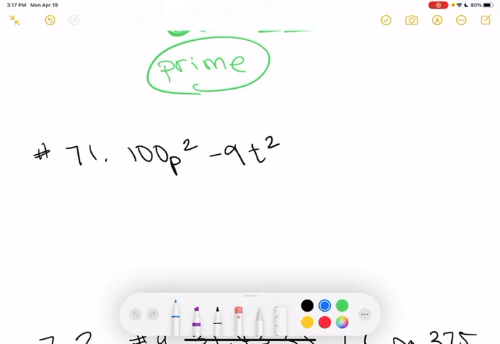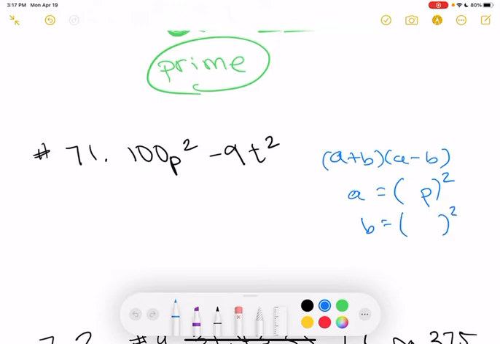So we have, I'm going to write it one more time here. (A plus b) times (a minus b), and we're trying to figure out a and b. So something squared. For each of them, I see that p, and again, I like to do the parentheses. It makes it easier for me to see. You don't have to do that. And then I see this t.